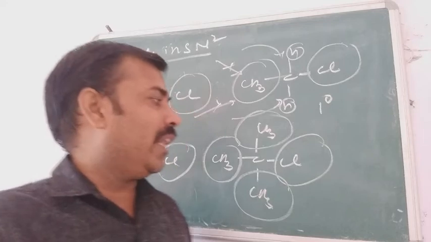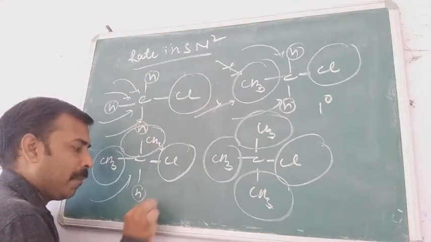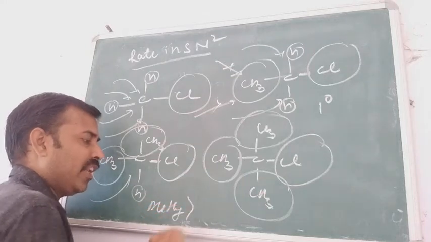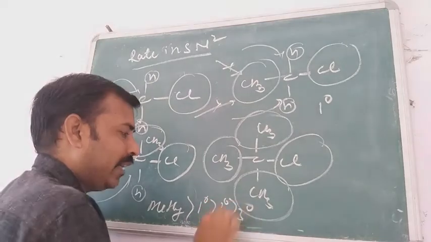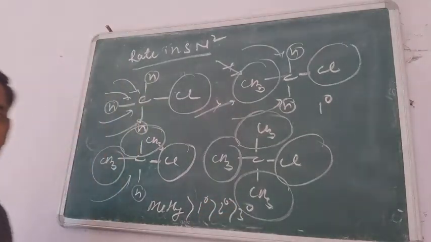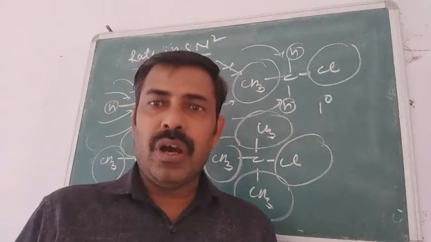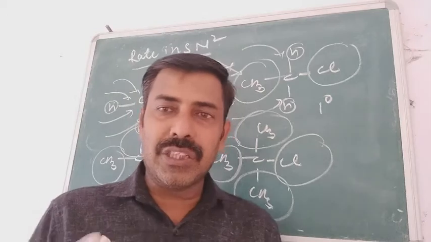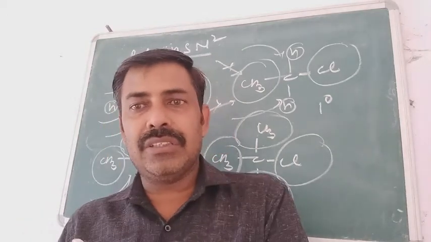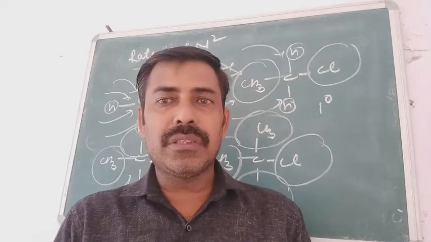So surely you can say that the rate of reaction in the case of methyl is maximum, then it is primary, then secondary, and then tertiary. And all of these things are discussed on the basis of the steric hindrance, because in the case of the methyl the steric hindrance is least, and in the case of the tertiary system the steric hindrance is maximum. So this is the rate of reaction.